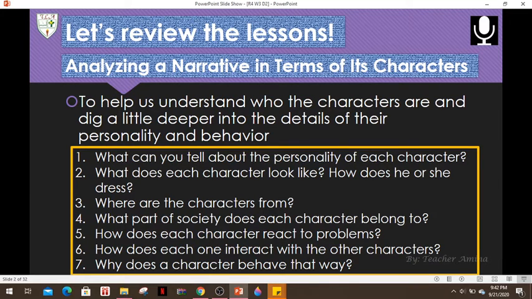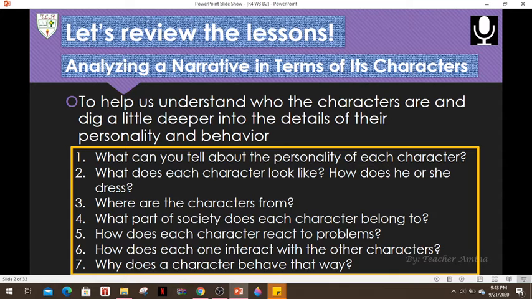Second question is, what does each character look like? How does he or she dress? That's talking about the appearance of the character. Next question is, where are the characters from? Next question is, what part of society does each character belong to? This one is asking what kind of society the character is from. Is it the first class, middle class, or the low class, which is rich, middle, or poor?